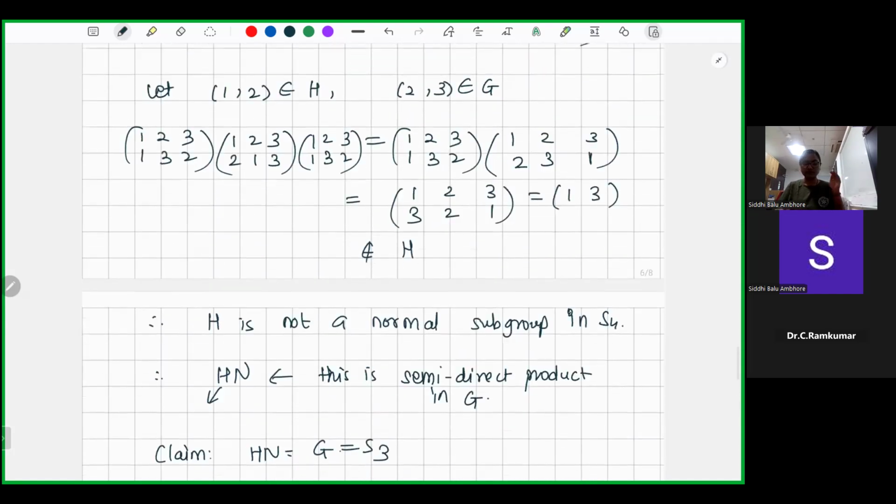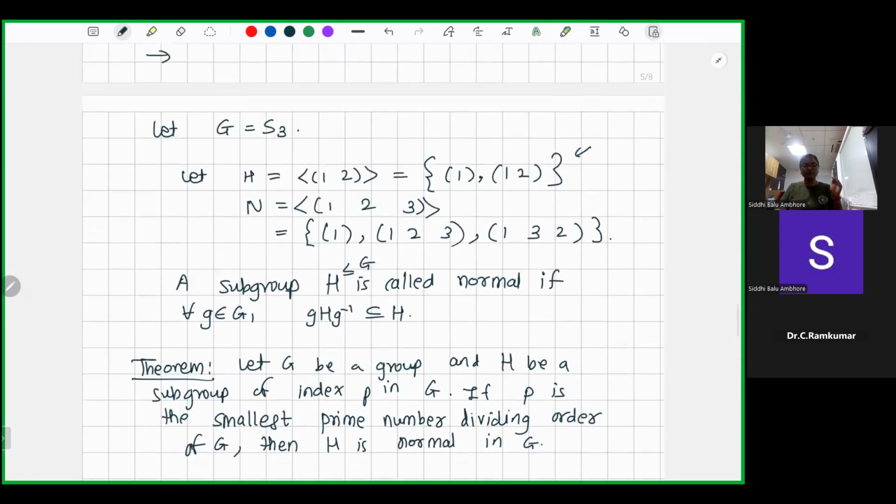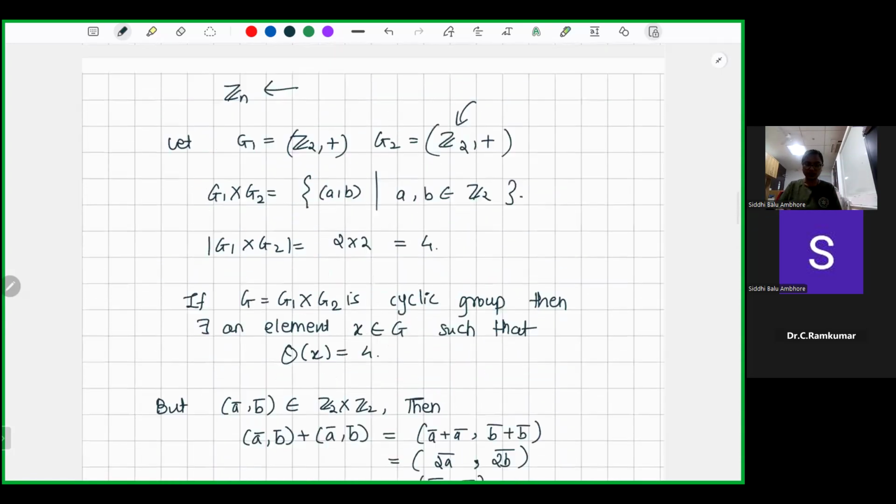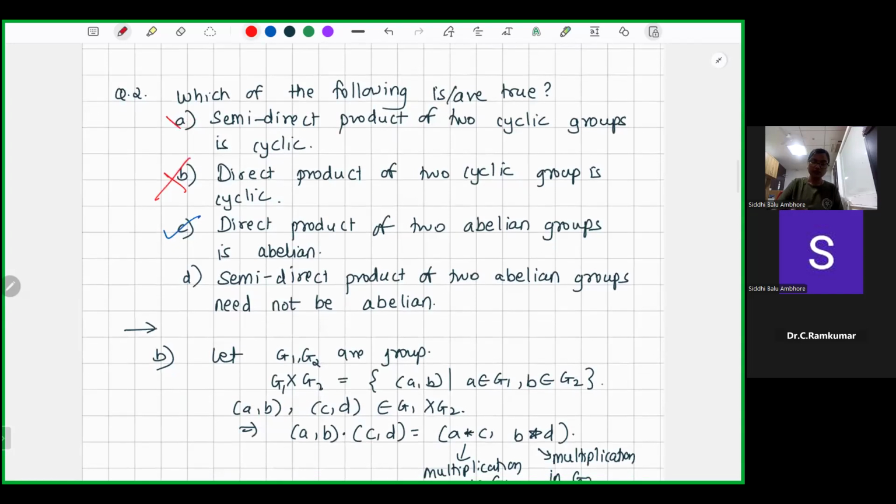So therefore, this semi-direct product of two cyclic groups need not be cyclic. This is what we just checked here. Now the next question they are asking is whether the semi-direct product of two abelian groups is abelian or not. But note that when we considered H and N to be cyclic, they were also abelian subgroups in G, right? Every cyclic group is abelian. We have that with us.